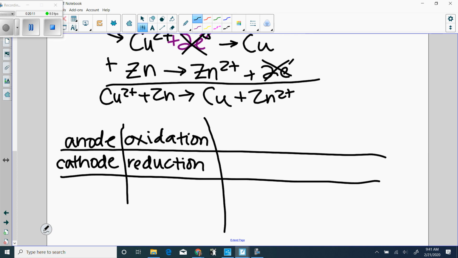Oxidation means the number is going up. So that means there is an element M. M stands for metal. So it's going from the zero metal to the plus metal and releasing an electron. So that's the only way it can get plus. Reduction means it's going down. That means it's going from the plus, gaining the electron, back down to the zero.